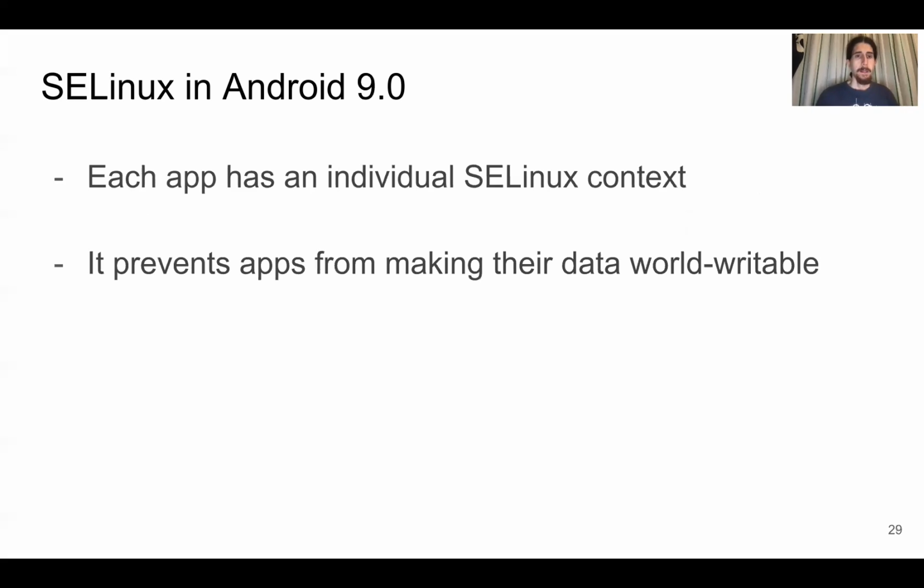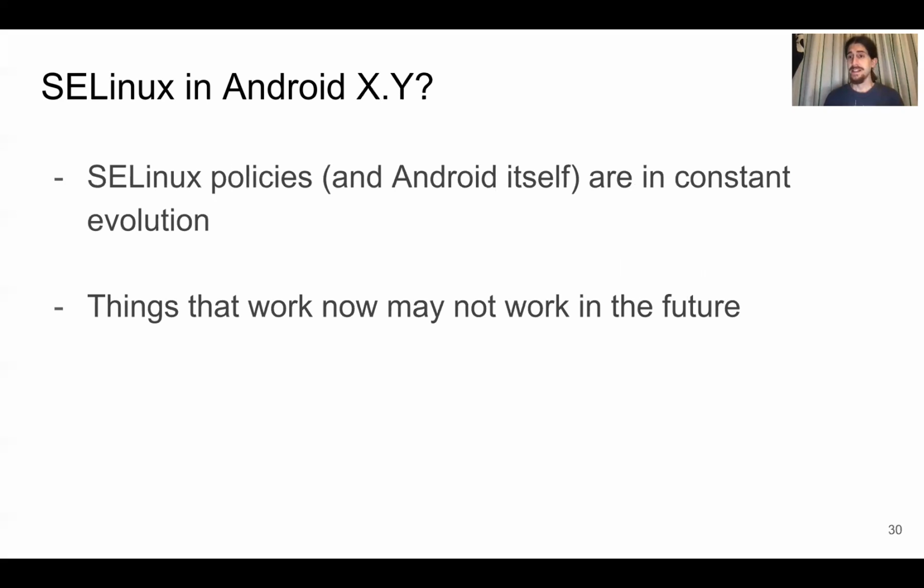Android 9, each app has its own individual context, and now you are prevented from making your data world writable. In the past, you were able to do it. Maybe it was a mistake of an application, so it was not the default, but you could do this. And if you do this, maybe it will be vulnerable to something. Now it's not the same anymore. Now, do you need to remember all these things and all this evolution? Of course not. My point here is that this stuff is an evolution, okay?